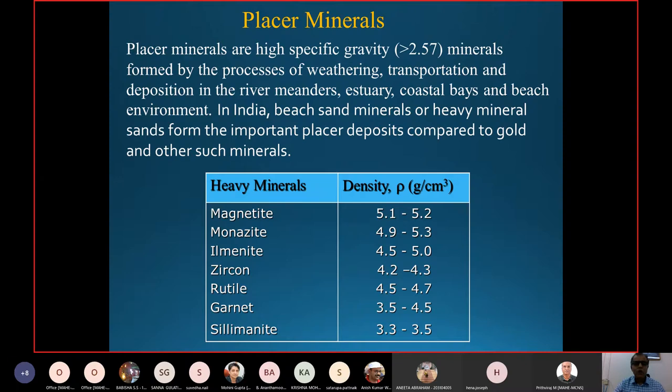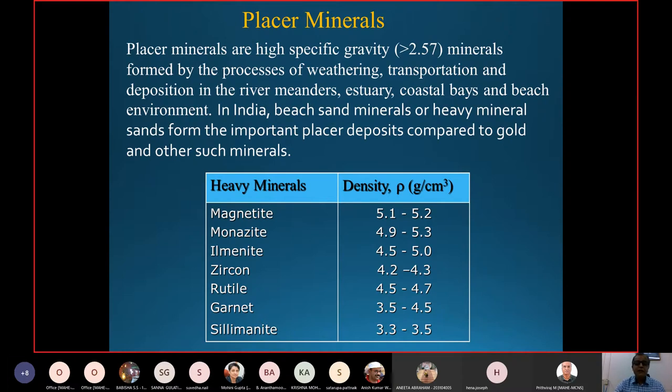It looks black. So please observe when you go onto the beach, whether you have a white sand beach or a black sand beach. When you take it onto your hand and see it, you have different types of minerals. I've just listed them, and I will come back to that. And these minerals are formed by the process of weathering, transportation and deposition in the river meanders.